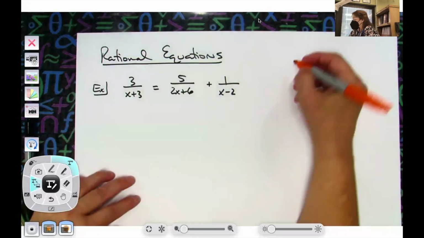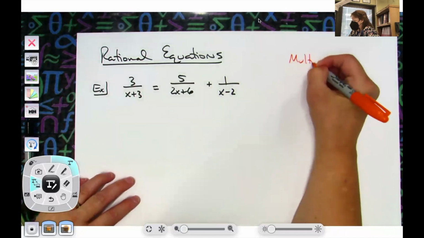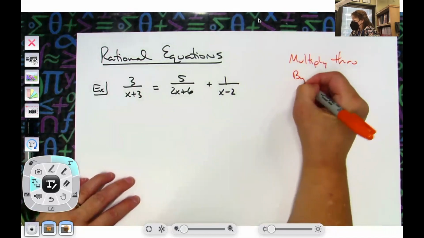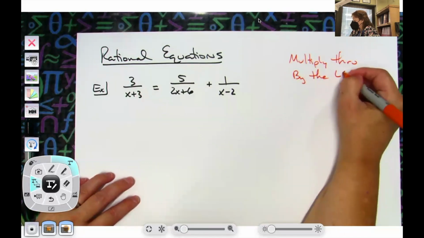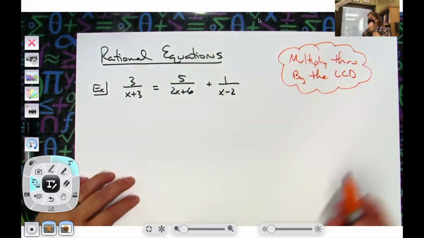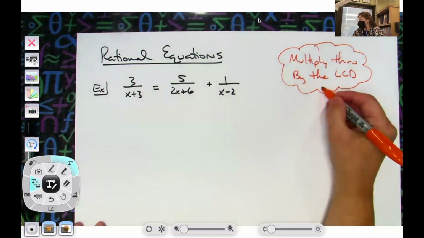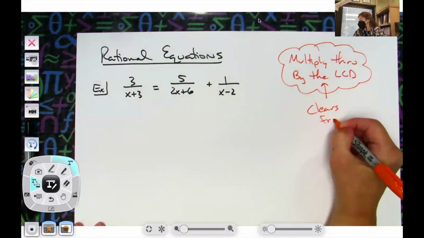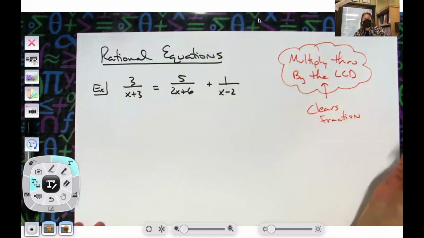Okay, so let's write that down. Multiply through by the least common denominator. That clears fractions. Clears fractions. We did it the other day in a different type of problem. We'll do it again here, and it's going to clear our fractions.